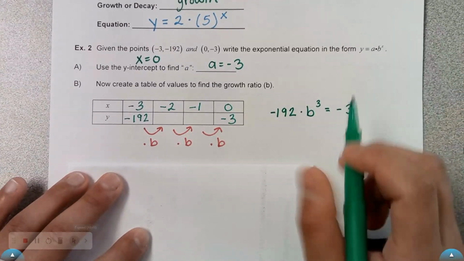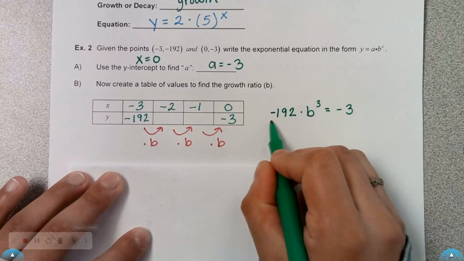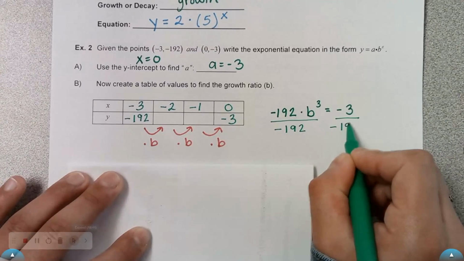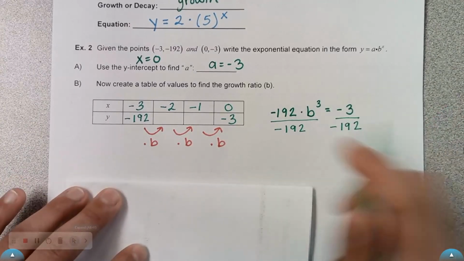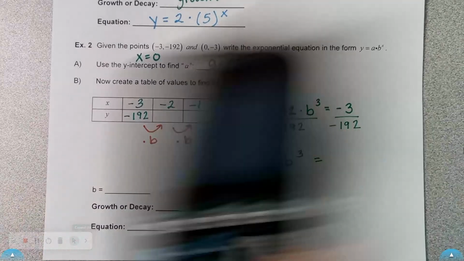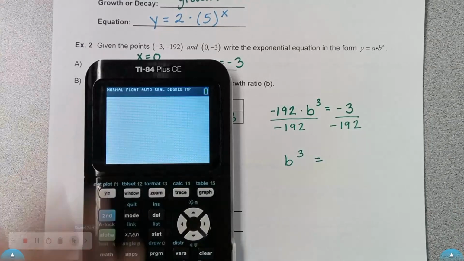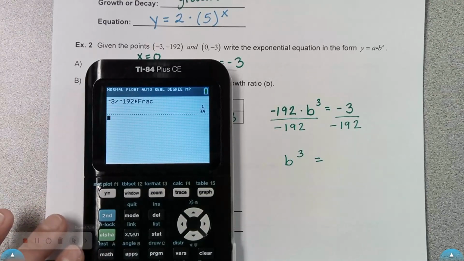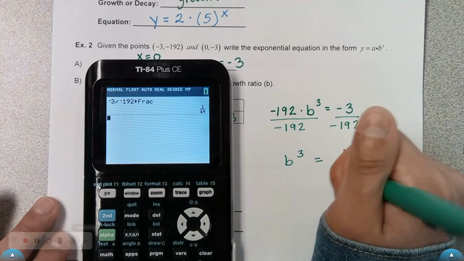Then to get the b by itself, I have to divide by this negative 192. And I'm going to do that on both sides. So I'm left with b to the third power equals, and I have negative 3 divided by negative 192. Math, enter, enter. I get 1 over 64.